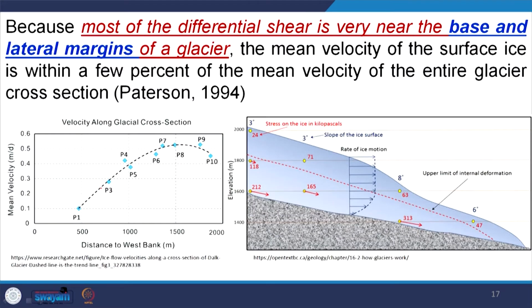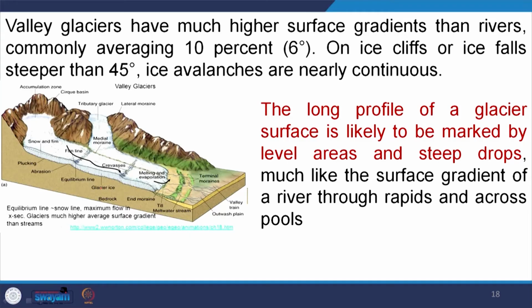Because most of the differential shear is very near to the base and lateral margins of this glacier, the mean velocity of the surface ice is within a few percent of the mean velocity of the entire glacier. So that means this glacier is moving at a faster rate at the surface level as compared to the subsurface level. Valley glaciers have much higher surface gradient than rivers, commonly an average of 10% or 6 degrees.